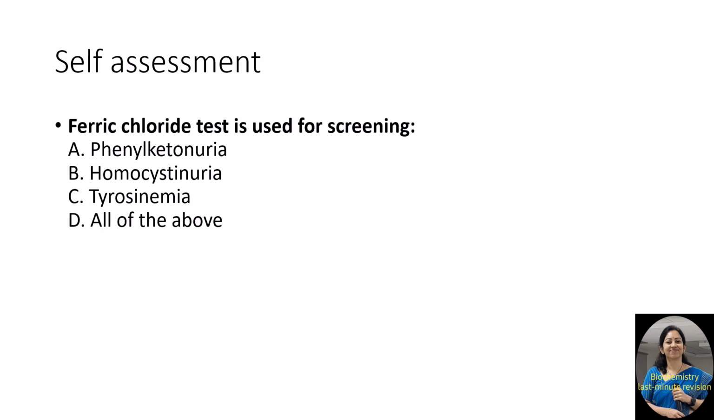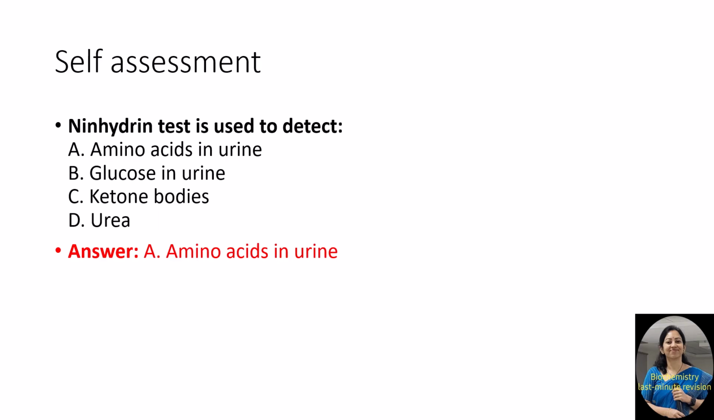Ferric chloride test is used for screening of all of the above: phenylketonuria, homocystinuria, tyrosinemia. Ninhydrin test is used to detect what? It is a general test for all the amino acids. Any amino aciduria can be detected using the Ninhydrin test.